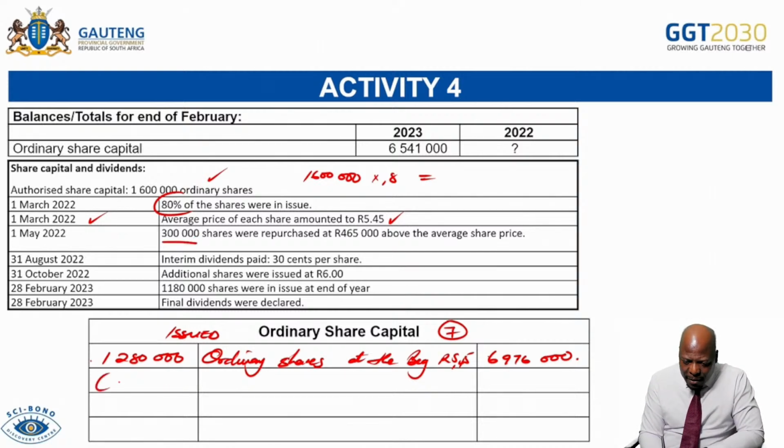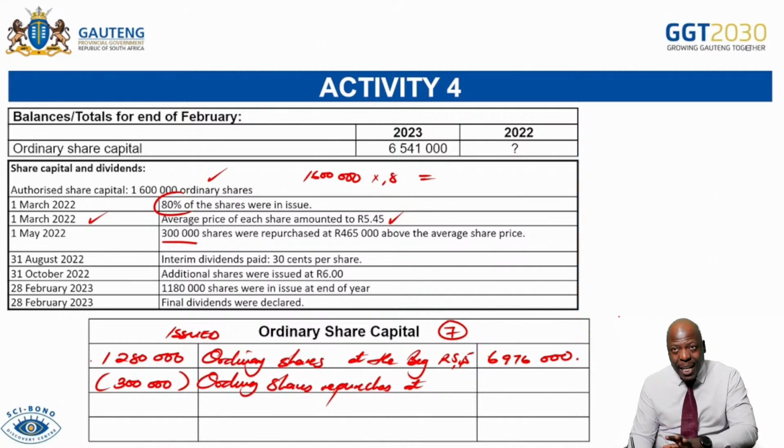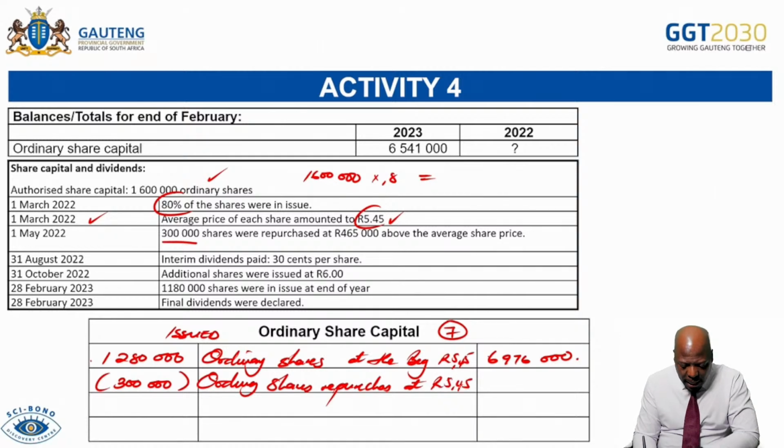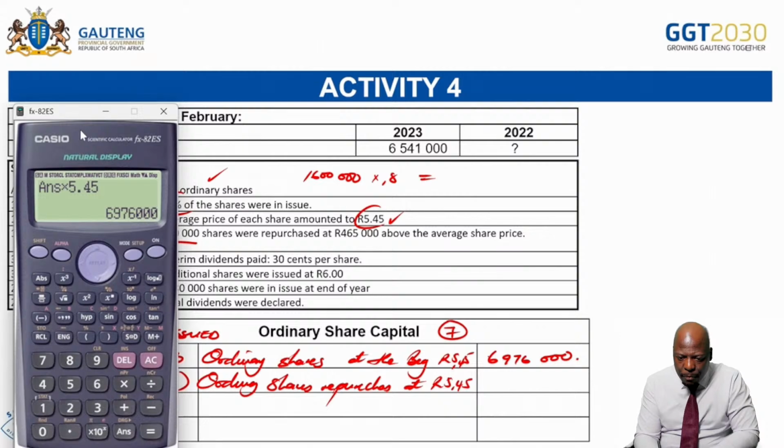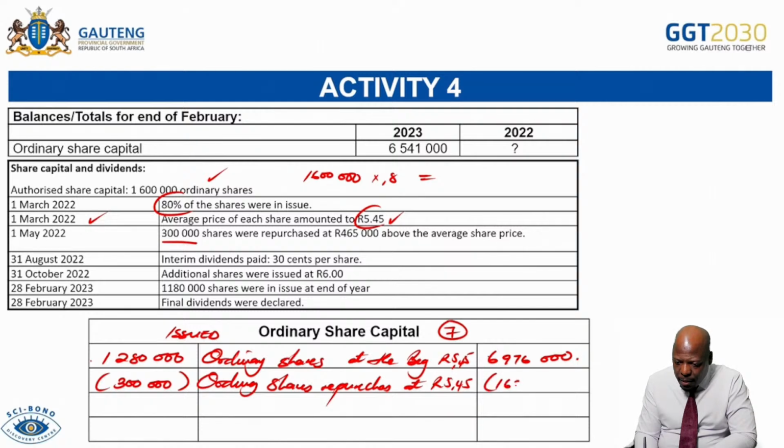And then 300,000 shares will be purchased, in brackets, 300,000 ordinary shares repurchased at, what do I record in here? Obviously, the average price. Remember the triangle? I'm not going to draw it now. I'm just going to bring my average price, 545. So my 300,000 shares multiplied by 545 gives me 1,635,000. We close the bracket.